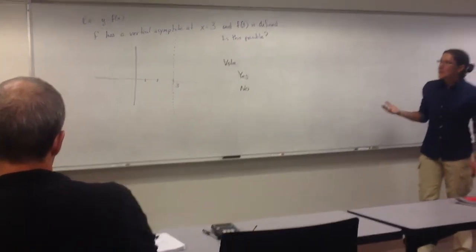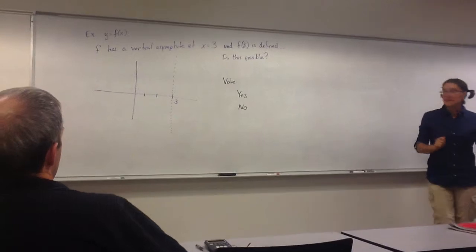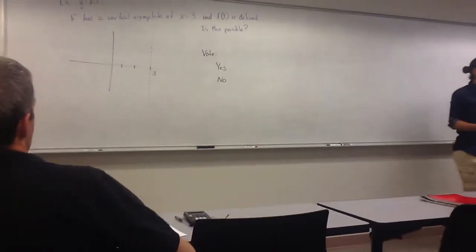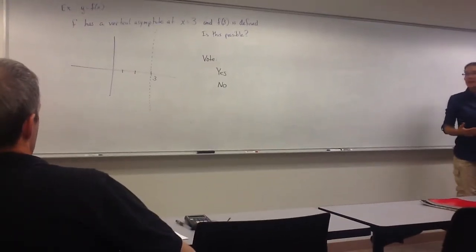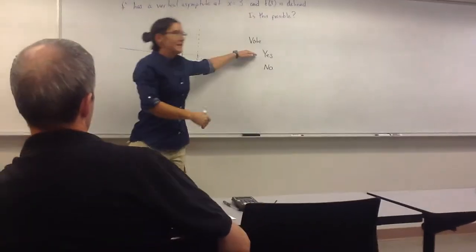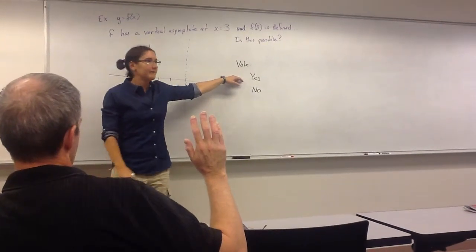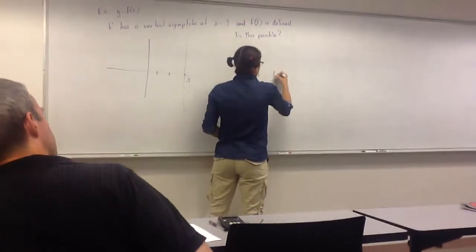So our function has a vertical asymptote at x equal to 3, and f of 3 is defined. Is this possible? Can we draw a function like this? I'd like to hear people's votes. How many people vote yes? Okay, so we've got 3, 4. Okay, so we've got 4.